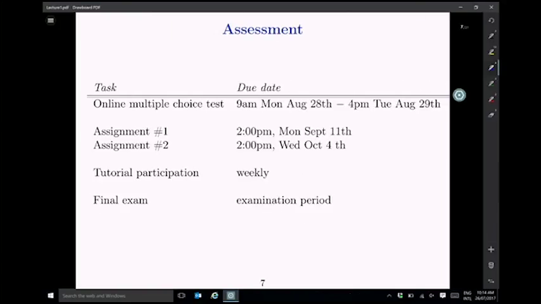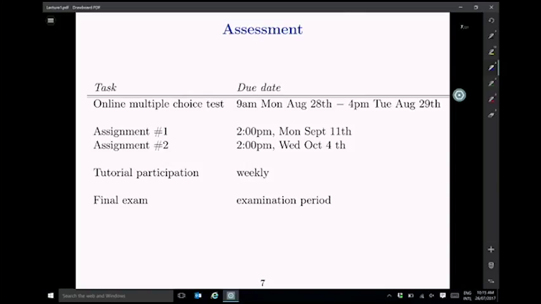Now, this is the part we are interested in, assessment. The final assessment has several parts. We have an online multiple choice test, which will take place from August 28th to August 29th. It will cover the materials that we learn from week 1 to week 4, the first 2 topics, as I'll show you. The purpose of this online multiple choice test is basically to see if you are following our subject, right? We don't want you to be left behind. So this is a first test to see if you are following our subject well.